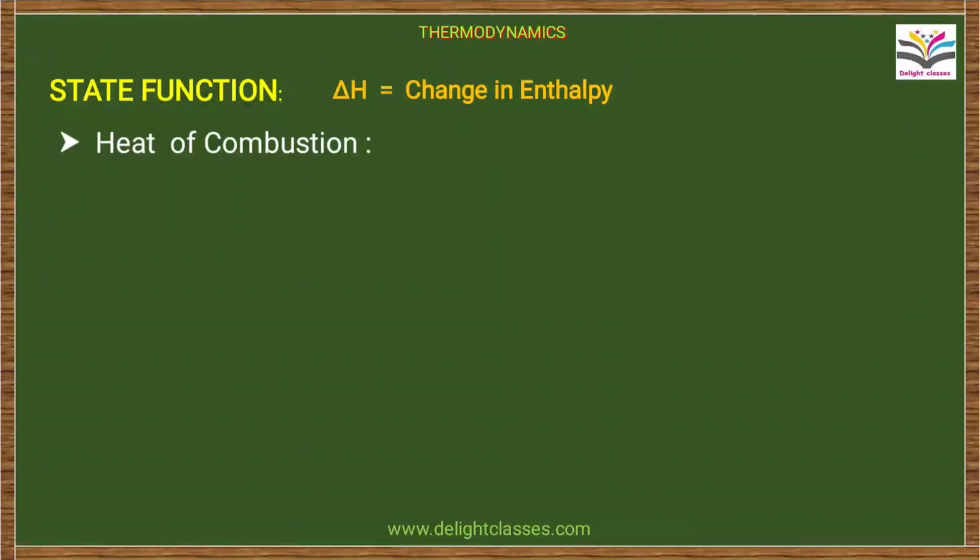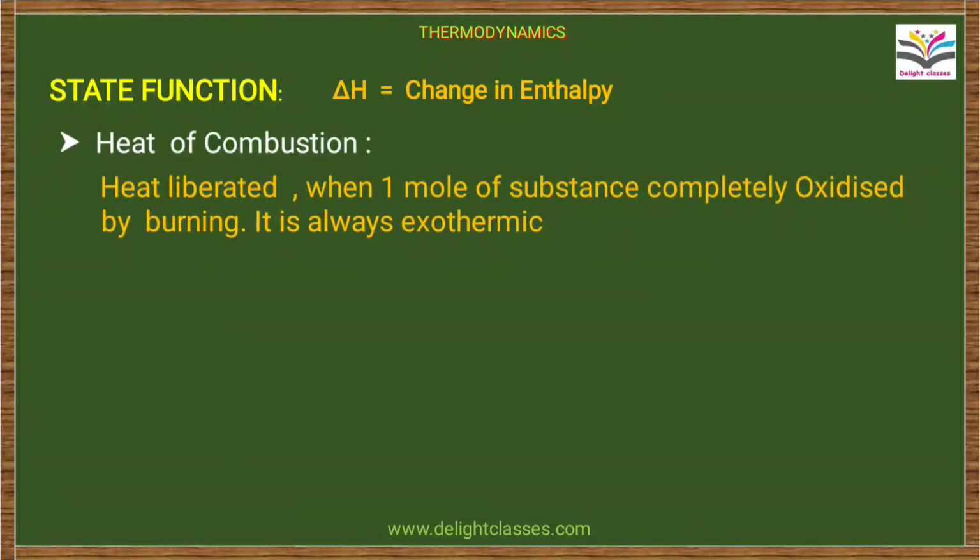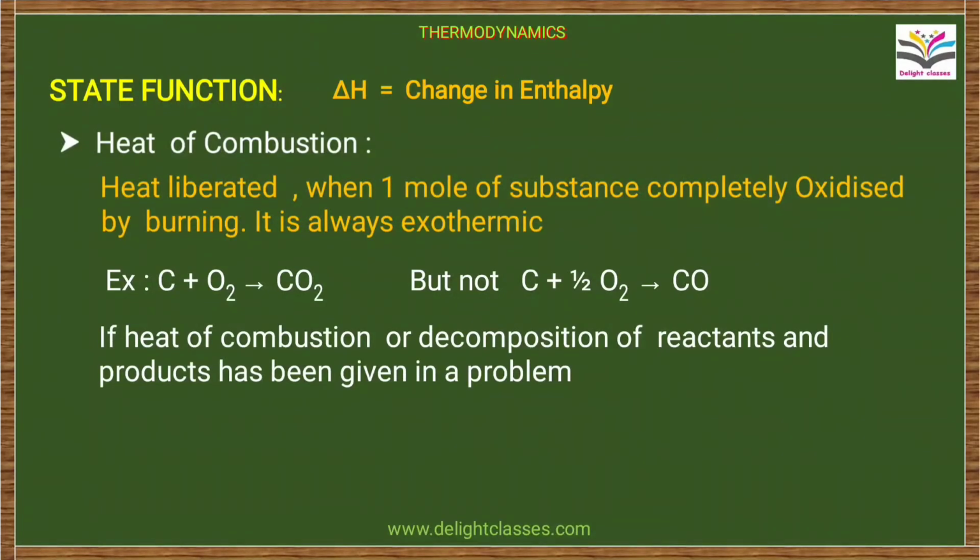Delta H, change in enthalpy, heat of combustion, heat liberated when 1 mole of substance is completely oxidized by burning. It is always exothermic. C plus O2 gives CO2, but not C plus half O2 gives CO. Here in CO, carbon oxidation number is plus 2. If it is completely oxidized, it should attain plus 4 oxidation number. So C plus O2 gives CO2 is an example for combustion.